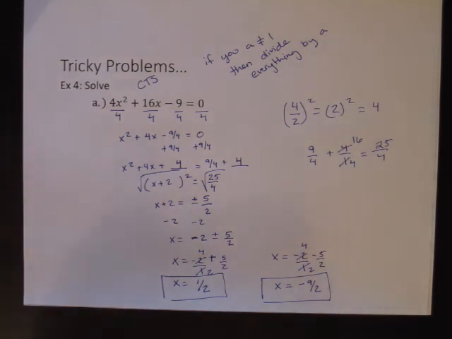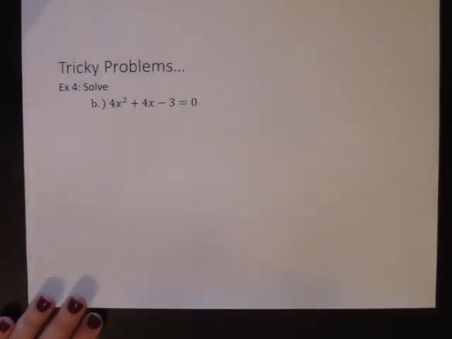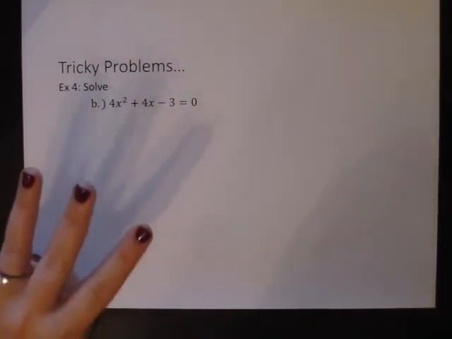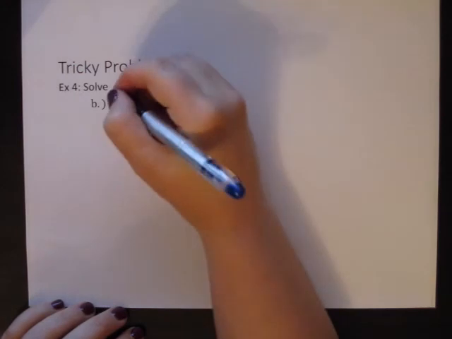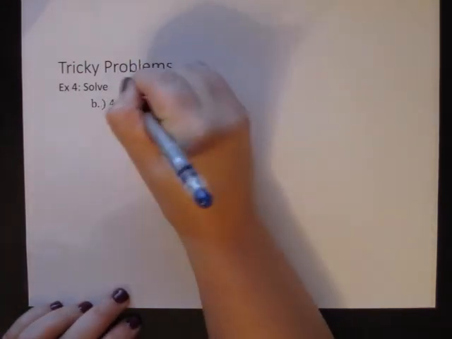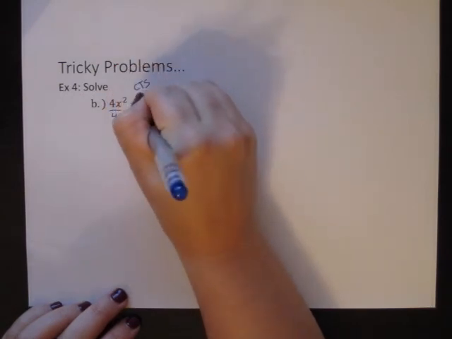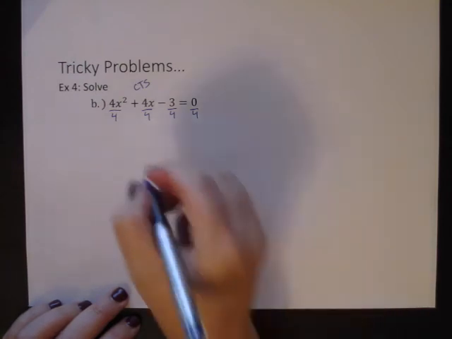Okay, so let's try another one of those tricky problems. So we have 4x squared plus 4x minus 3 equals 0. So I'm trying to see if we can complete the square. We have to have 3 terms. We do. Our b has to be even, which it is, and our a has to equal 1. That's not the case, so the first thing we have to do if we're trying to complete the square is we've got to divide everything by our a, which is 4.